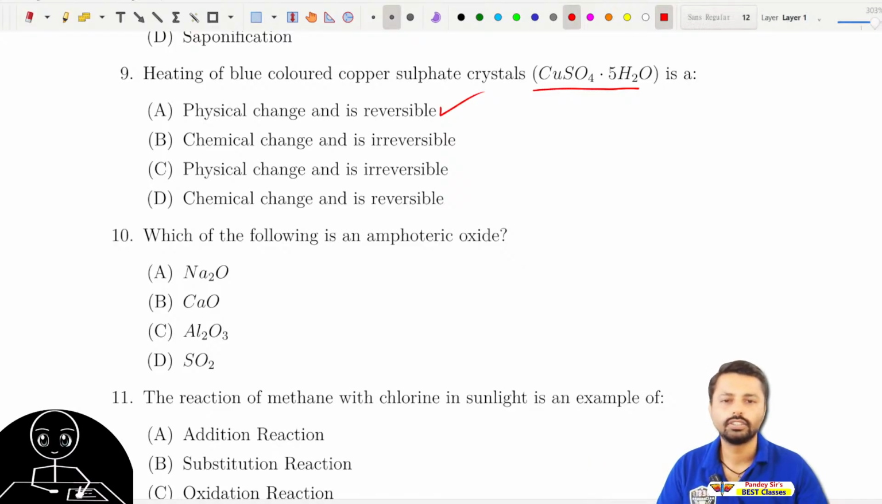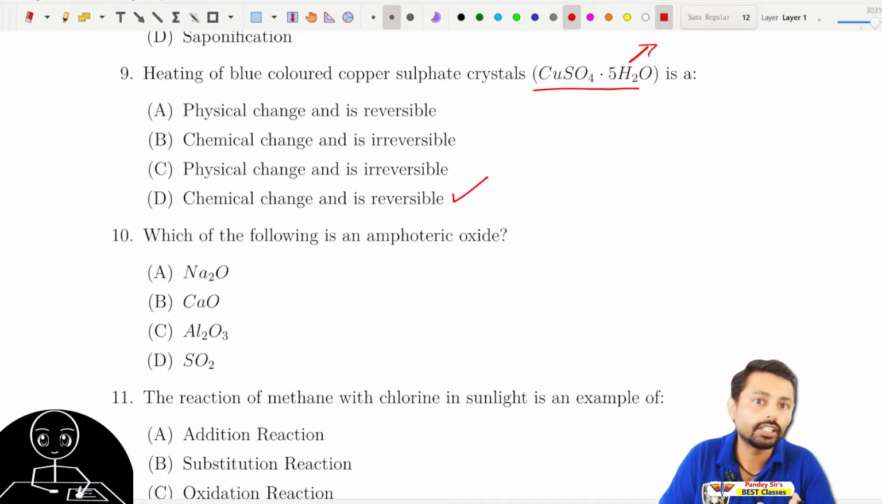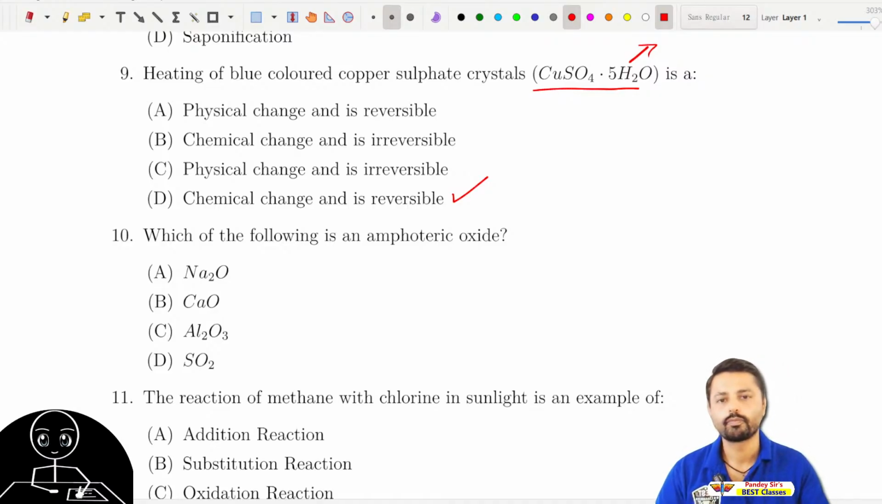Wait, just a minute. H2O is removed and CuSO4 remains. Okay, if H2O is removed, it will just be CuSO4. So it's a chemical change, because the water is removed. No, no, no. The correct answer is chemical change and reversible. Even though chemical changes are usually irreversible, sometimes they are reversible, like here.